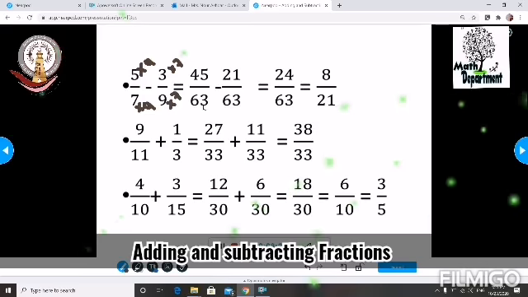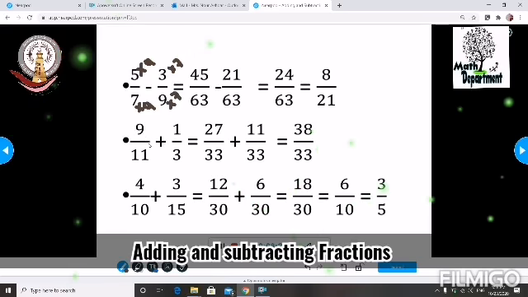Now these are two like fractions, so I just subtract the numerators. 45 minus 21 is 24, and the denominator I keep it 63. Now 24 over 63, I can reduce it by dividing by 3, so it will be 8 over 21.